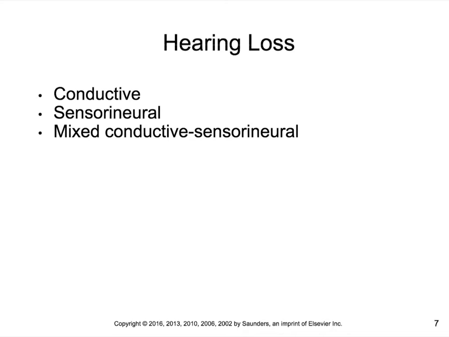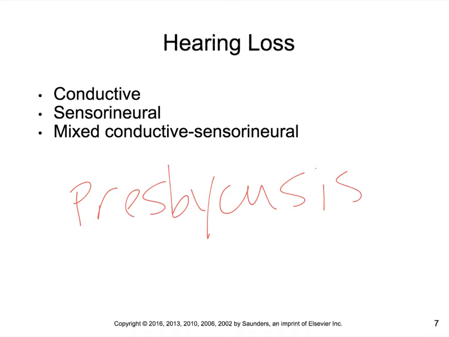There's a good table in your book that compares features of conductive and sensorineural hearing loss. There's a term that refers to the sensorineural auditory perception loss that occurs with aging. It's called presbycusis. Presby is a term that refers to aging. So presbycusis just refers to the change in hearing, the sensorineural hearing loss that occurs with aging.